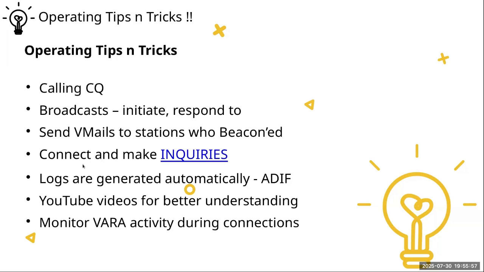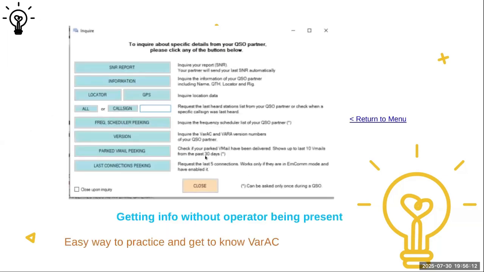A very easy way of getting to know the VarAC environment is to use the inquiries facility. You would first connect to a station, and then you would click on the inquire button on the right hand side, and you can then send queries to the remote station, and it will report back in terms of the query that you've sent. So you can request it to send you an SNR report.